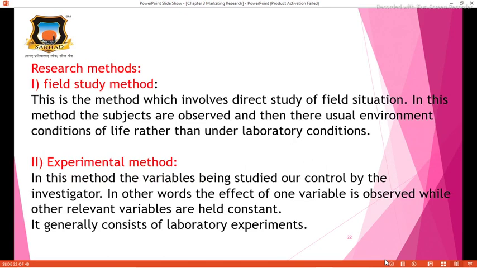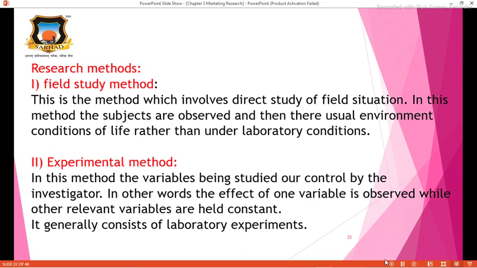The first method is the field study method. This is the method which involves a direct study of a field situation. In this method, the subjects are observed in the usual environmental conditions of life rather than under laboratory conditions. Here, the researcher directly studies the situation in the field.